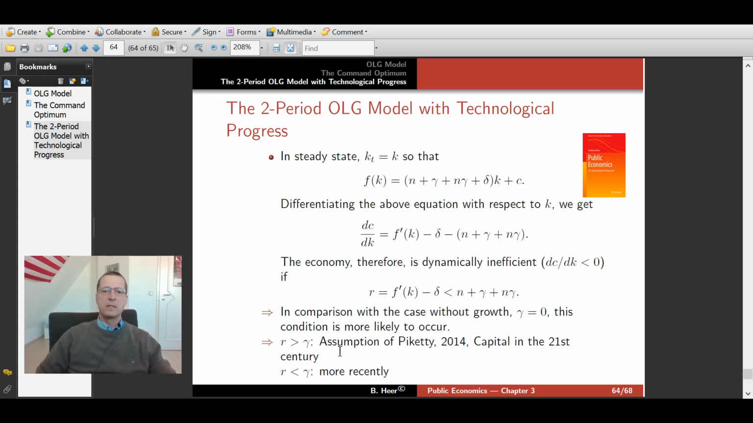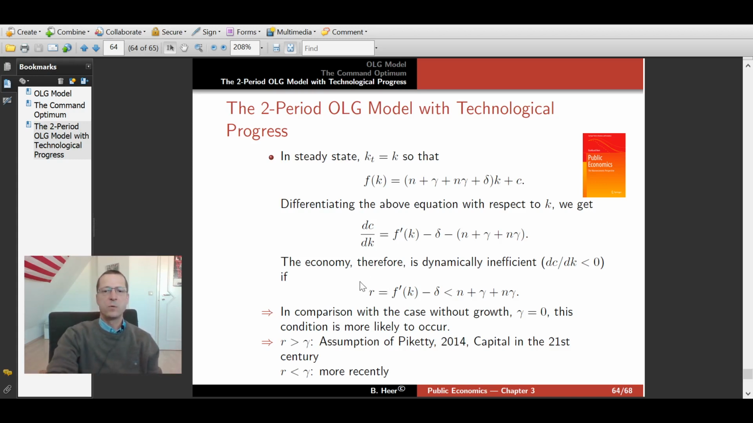Now let's look at more recent episodes. So in more recent episodes, we observed that growth rates are around 1 or 2%, and the population growth rate is about 1% in the United States. So the right-hand side of this inequality here is around 3%.